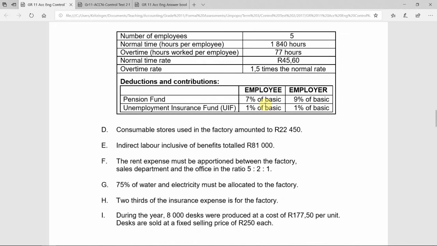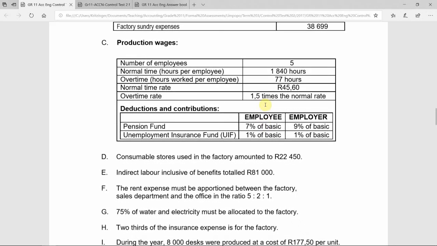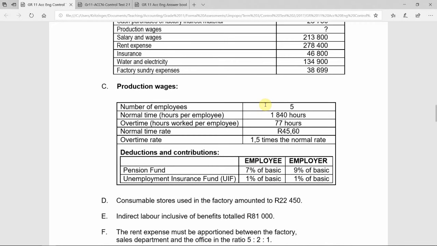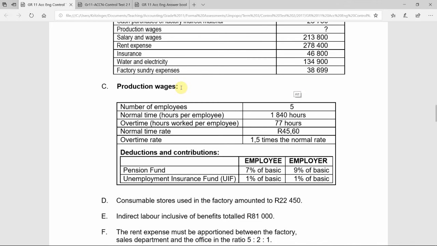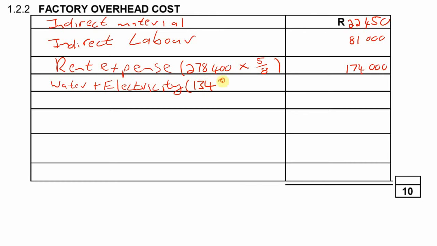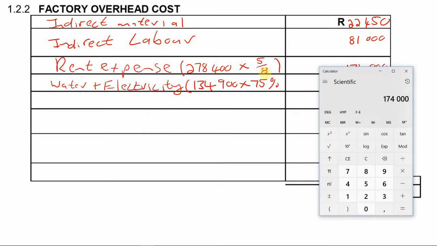Next, number G, 75% of water and electricity must be allocated to the factory. So 75% of 134,900. So water and electricity, we have 134,900 times 75%. So 134,900 times 75 divide by 100 as it's a percentage. 101,175.